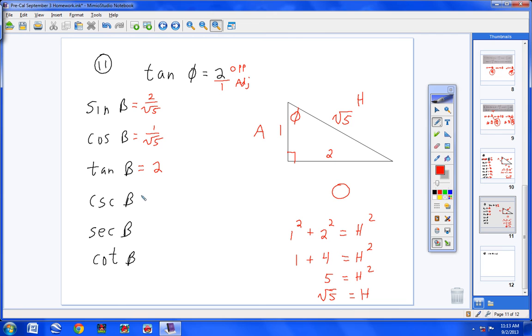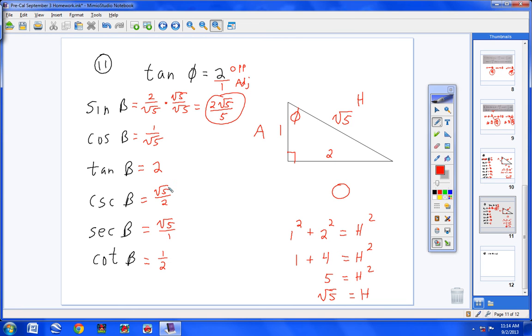Now, cosecant is the inverse of sine, so the answer for cosecant is square root of 5 over 2. Secant is the inverse of cosine, so we would have square root of 5 over 1, or just square root of 5 is acceptable. Cotangent is the inverse of tangent. Well, it's 2, which is really 2 over 1. And so if you flip 2 over 1, you get 1/2. There's my answers. And for this answer here, you must multiply the top and the bottom by the square root of 5. So your final answer for sine would be 2 square root of 5 all over square root of 5 times square root of 5, which is 5.